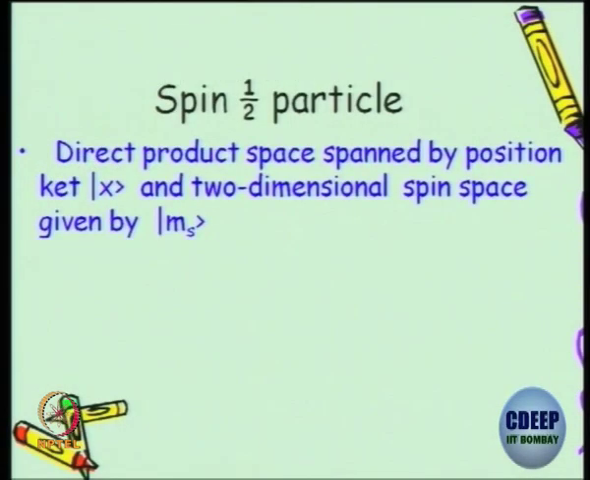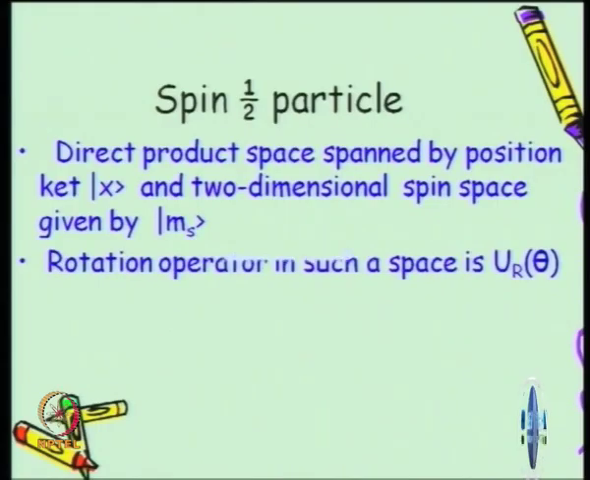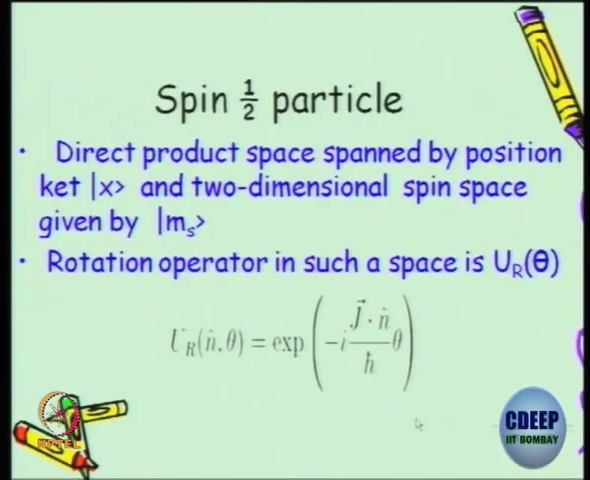So, the direct product space is spanned by the position ket or |l, ml> and the two-dimensional spin space given by |ms>. What happens to the rotation operator? Rotation operator formally for any spin j, how did we write? We had an exponential of, this we had extensively discussed in the earlier lectures, j dot n, but j is composed of the sum of two, orbital angular momentum and spin angular momentum. That sum has to be seen in the direct product state as Lz will operate on the |l, ml>, Sz will operate on the |ms>. Have to remember that.